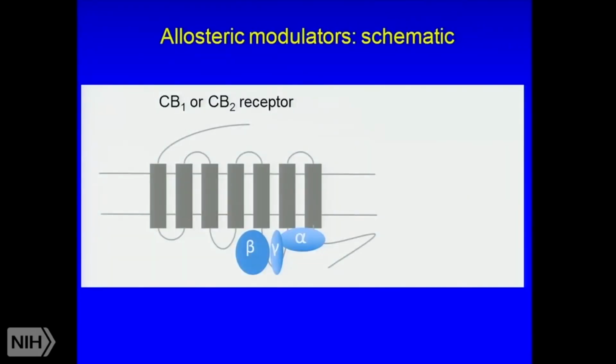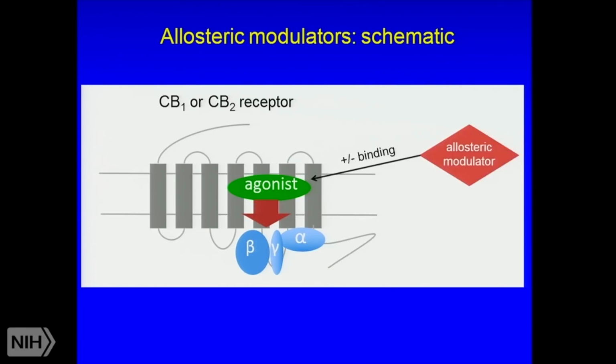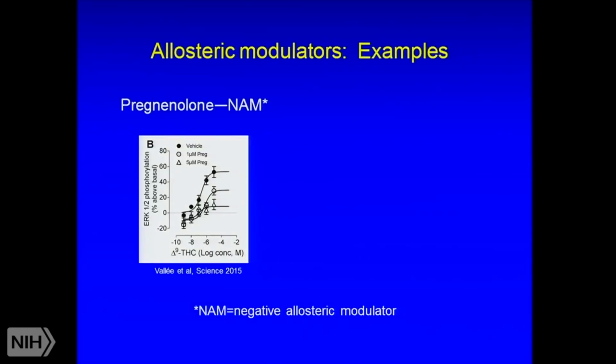And schematically, this is what an allosteric modulator looks like. Normally your agonist interacts with the CB1 or CB2 receptor here and stimulates signaling through the G proteins or arrestins. What an allosteric modulator will do is either enhance the binding of this agonist to the receptor, usually by either speeding up or slowing down the dissociation from the receptor, or it may favor a receptor conformation that enhances signaling down this way.